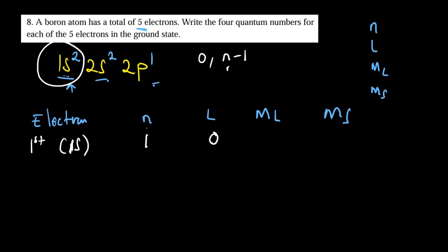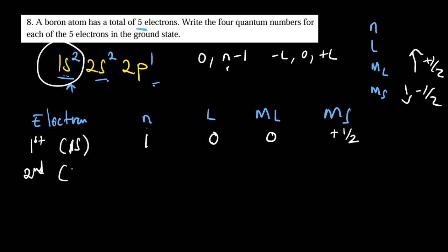And then ml takes the values from minus l, including 0, all the way up to positive l. But here we just have 0, so it will take 0. And then the direction here, which is the spin, we can choose. Let's say the first one is looking up, so it will be plus half. If it's looking down, it will be minus half. So this one will be plus 1 over 2. And then if I get the second electron from the 1s, I'm going to have 1, 0, 0.